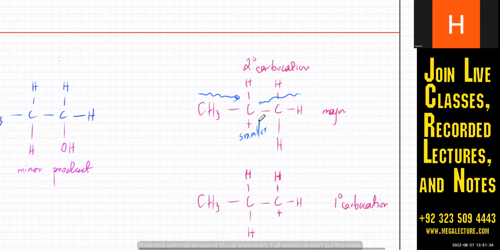Yes, sir. Sir, could you please repeat this part once again? I'm just saying, do you get the point that there's a 2-degree carbocation and a 1-degree carbocation that's formed? Yes, sir. The H could bond with the carbon on the right side, but it's more likely to bond with the carbon on this one rather than this one, right? That's also clear, right?